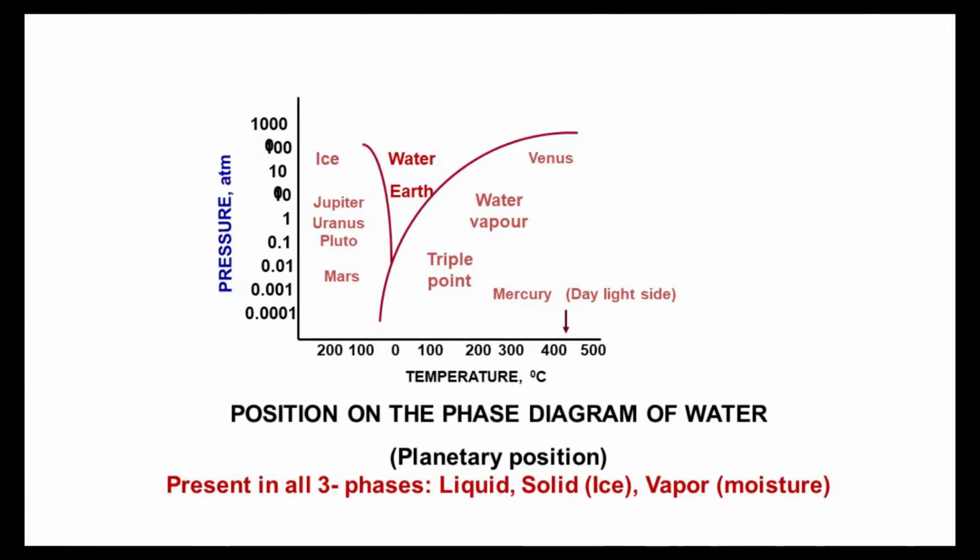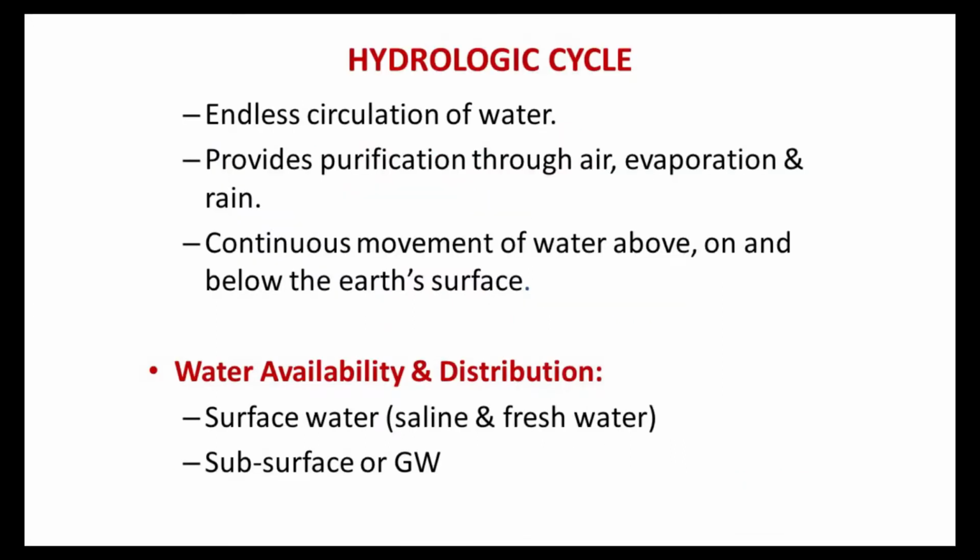Now if you look at the hydrologic cycle, which is nothing but the endless circulation of water, because of this cycle we get purified water through the processes of evaporation and rain. This is the continuous movement of water above, on and below the Earth's surface. Water is present at two places: on the surface, in the form of fresh or saline water, and below the surface of the earth as subsurface water, which is also known as groundwater.